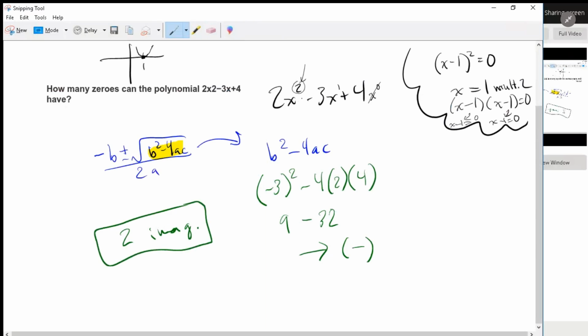So impress your teacher by not just knowing how many roots there are, but what kind of roots they are.